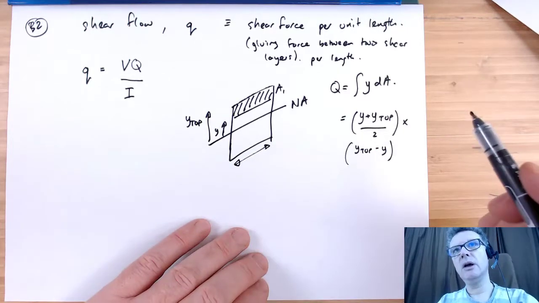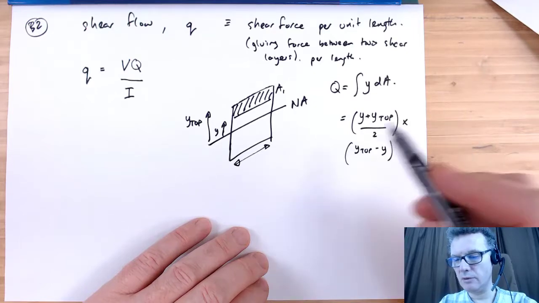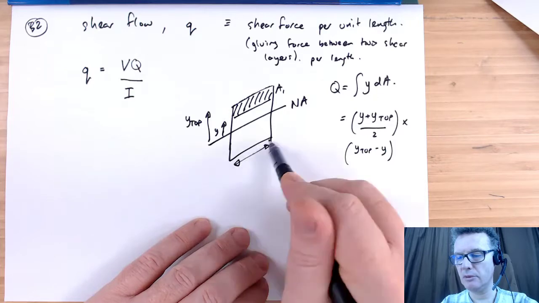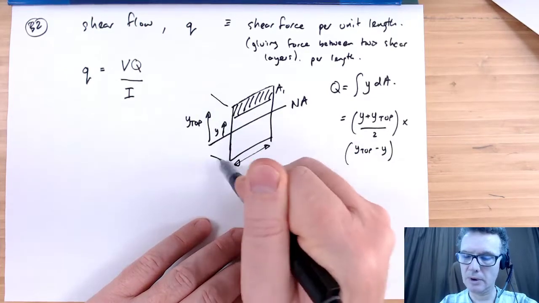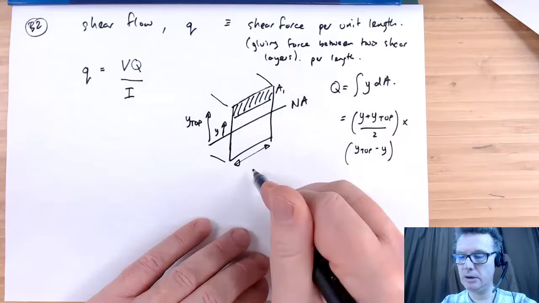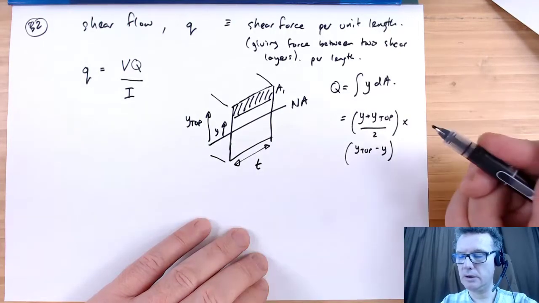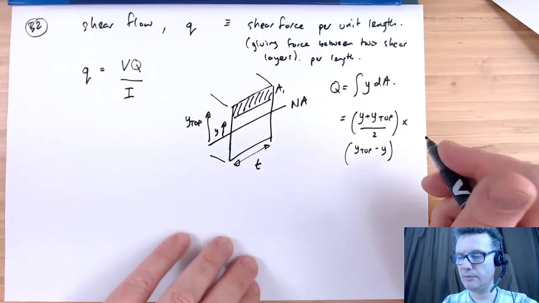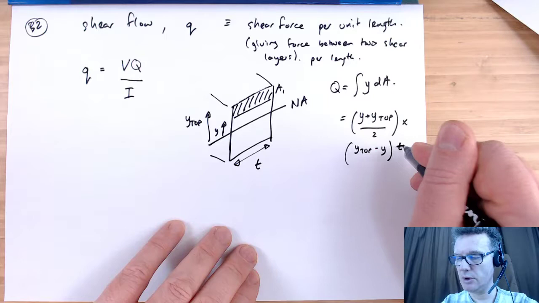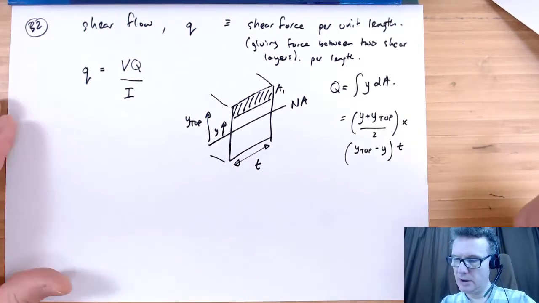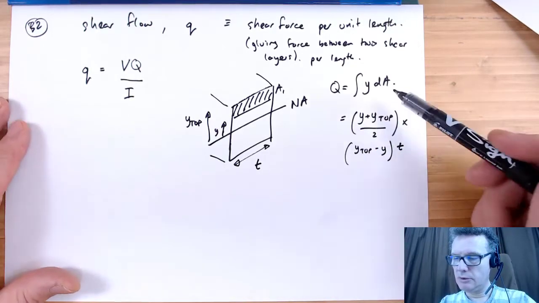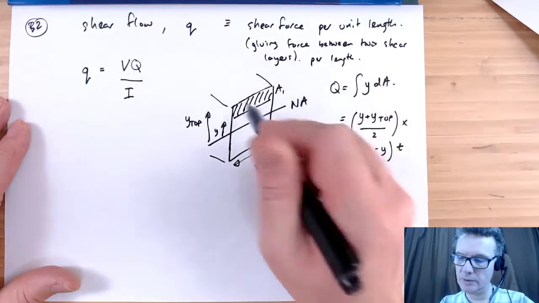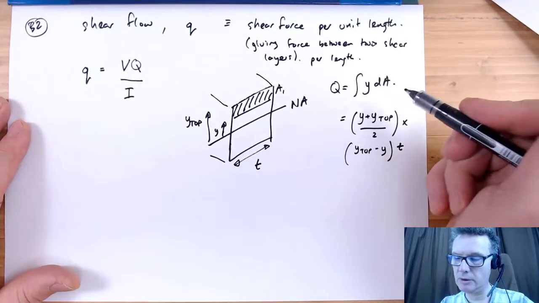Normally the symbol given for the width or the breadth of your beam is t, I suppose to represent thickness in the breadth direction. So t, sometimes b, but normally t. So that's straightforward to find what Q is. Okay, so that's your first moment of area.